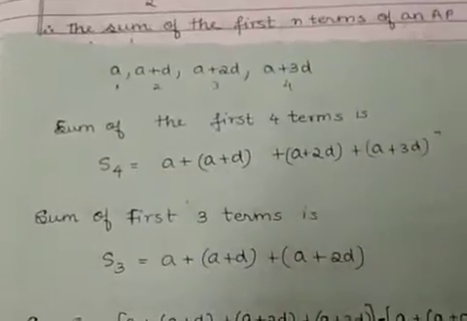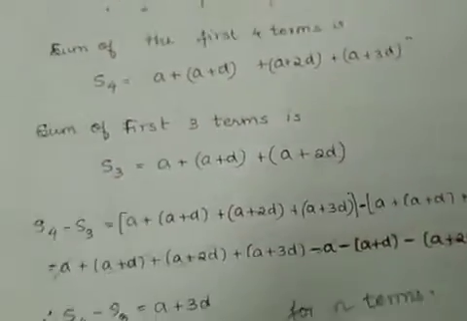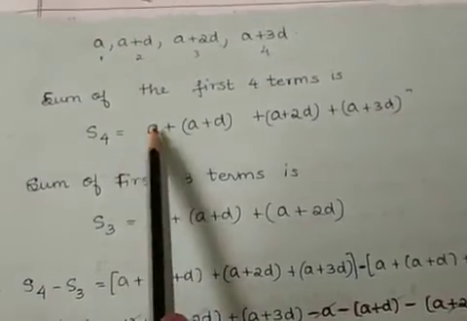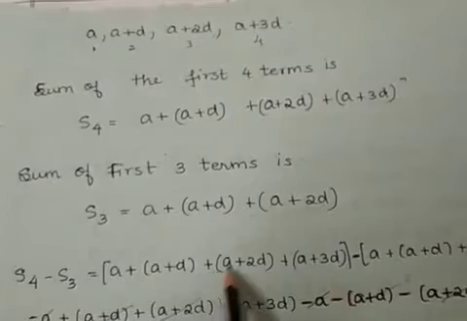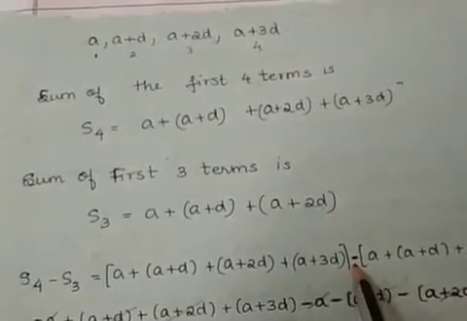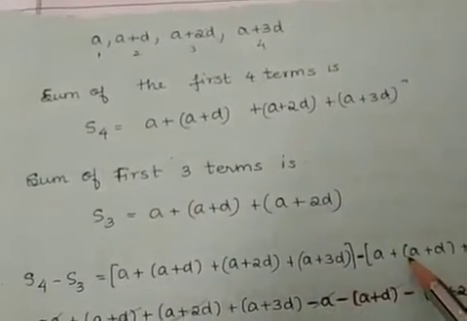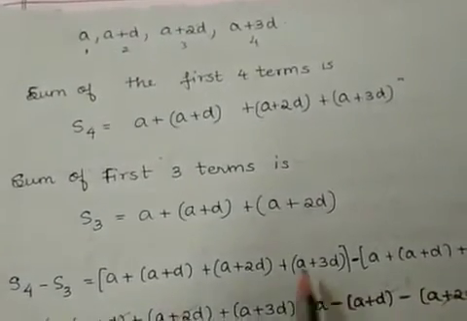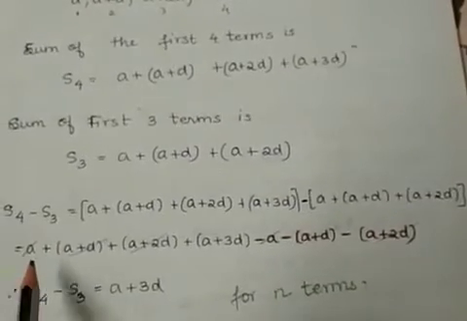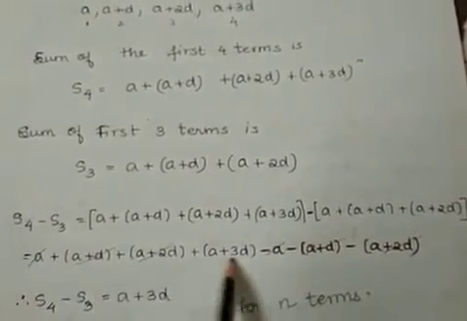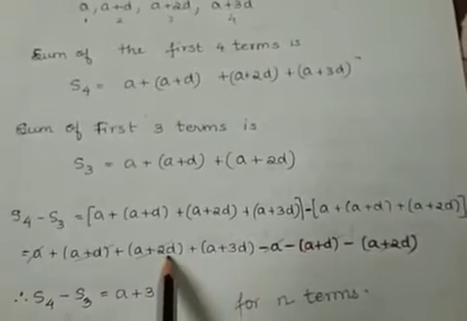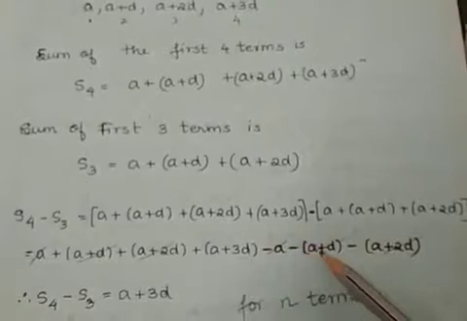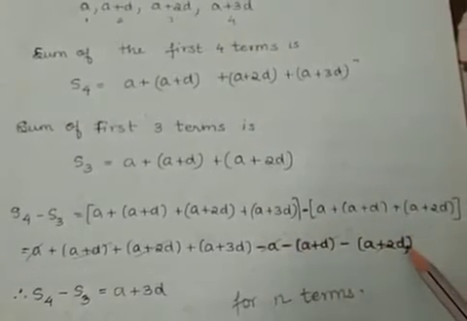Now suppose I subtract S4 and S3. Then what will I get? S4 minus S3 will be, let us write S4 here, a plus (a plus d) plus (a plus 2d) plus (a plus 3d) minus [a plus (a plus d) plus (a plus 2d)]. So let us open the bracket. This I will write as it is: a plus (a plus d) plus (a plus 2d) plus (a plus 3d). This will be minus a, then minus (a plus d), minus (a plus 2d).